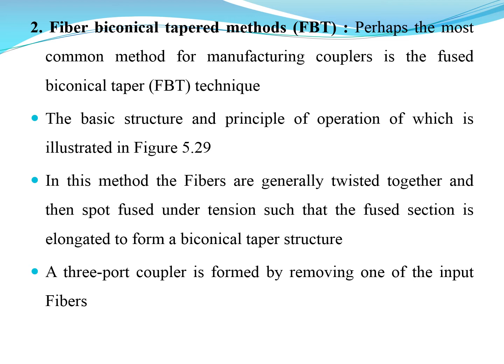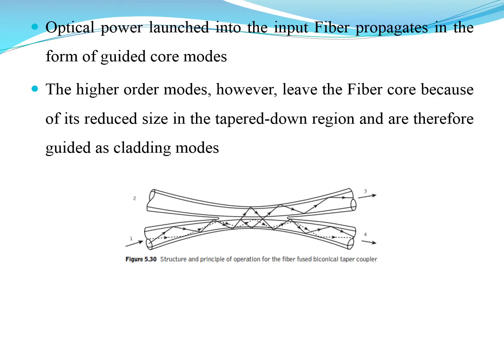In this method, the fibers are normally twisted together. They are placed together and then fused under tension, spot fused under tension, such that the fused section is elongated to form a biconical taper structure. Depending on the structure obtained after fusing the device, we call it a biconical taper structure. A three-port coupler is formed by removing one of the input ports. So we can form a three-port coupler by removing one of these, which is left unused.